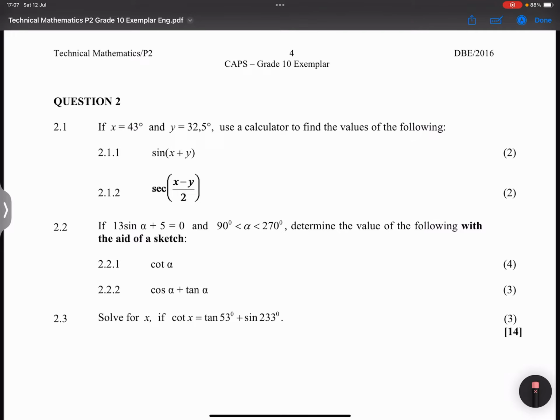Good day, everybody, and once again we are back together. We are now looking at question 2 from the exemplar from 2016 in DBE.